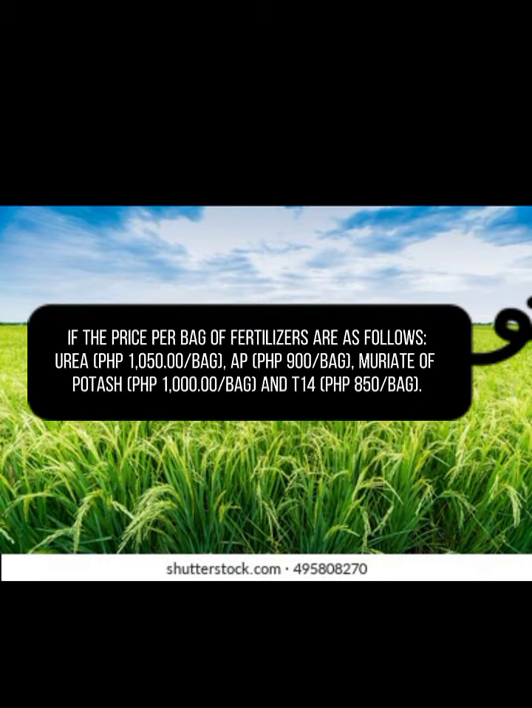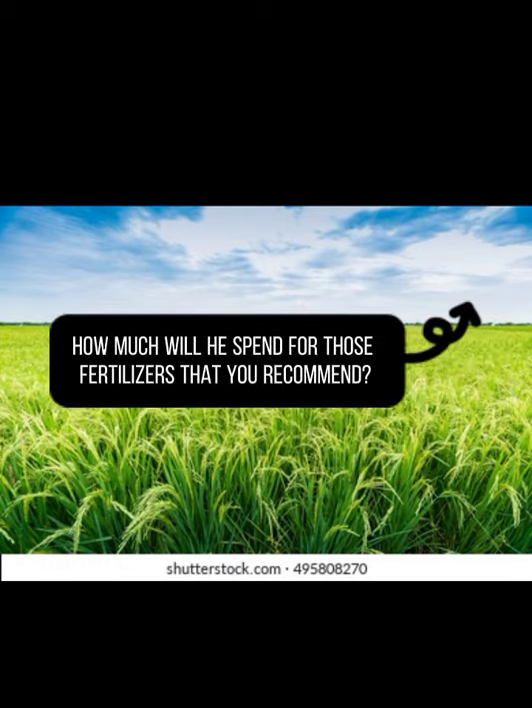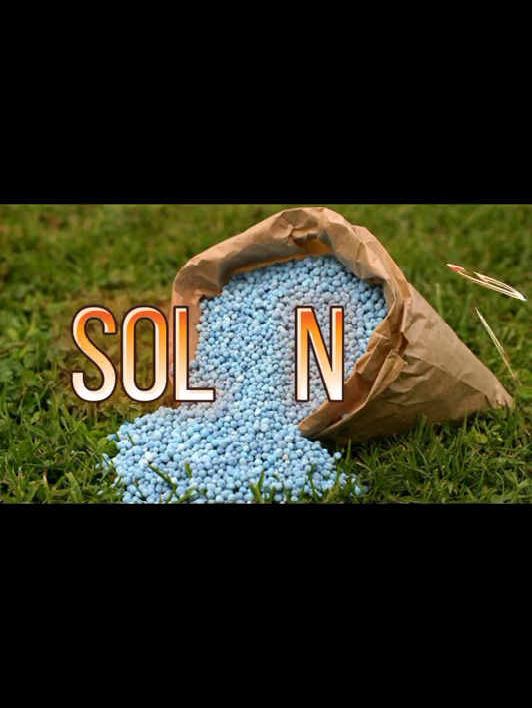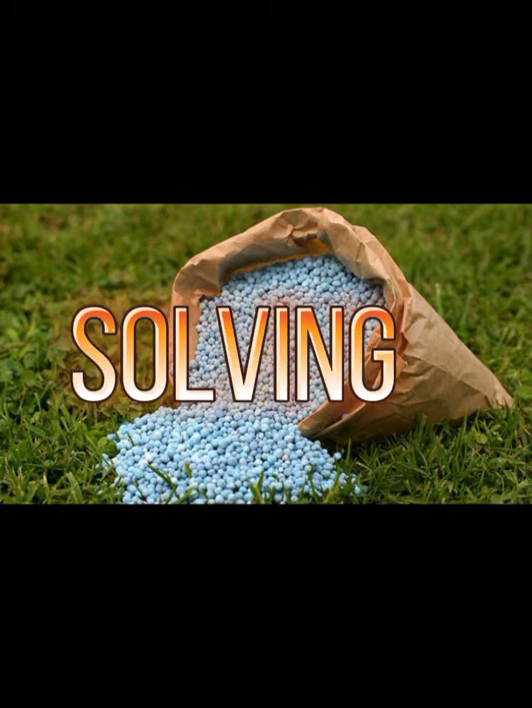If the price per bag of fertilizers are as follows: urea 1,050 per bag, ammonium phosphate 900 per bag, muriate of potash 1,000 per bag, and triple 14 850 per bag. How much will he spend for those fertilizers that you recommended? And now let's solve the problem.